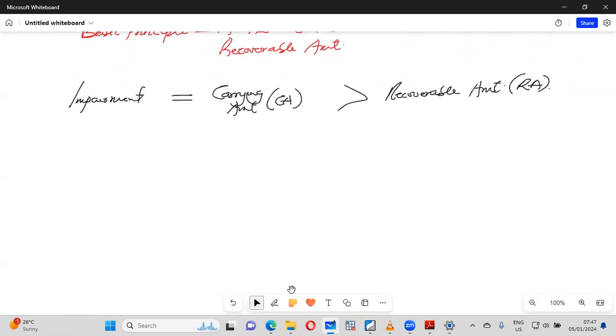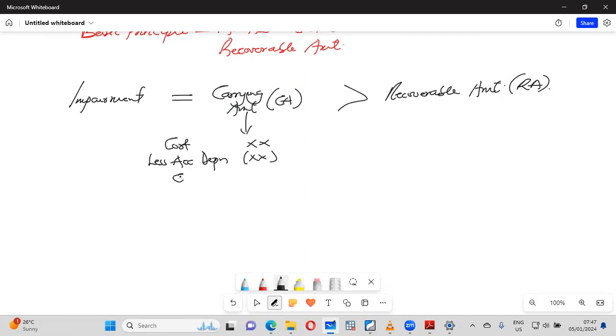Now let's break this down a little, because when we talk about carrying amount, I think everybody knows what it is. It comes from the cost model, where you take your cost, less accumulated depreciation, then less the current year's depreciation or amortization, whatever it is. If it is an intangible, we use amortization. So you less all and you get your carrying amount. That is how you get carrying amount. Take note of that.